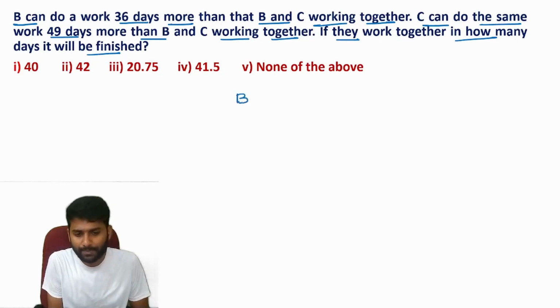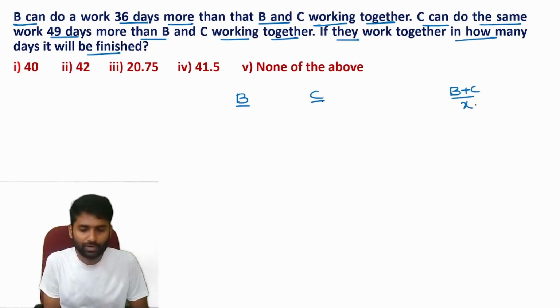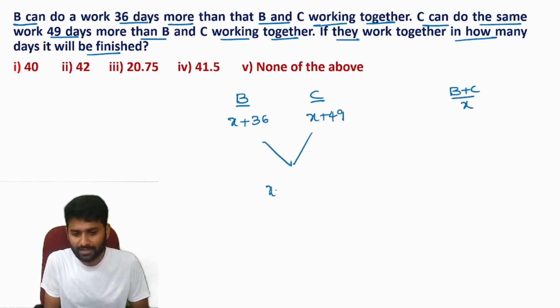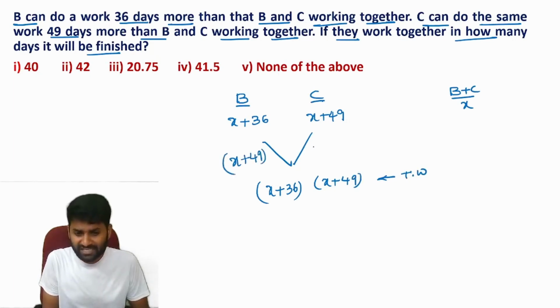Now guys, B, C. Let us take this information. B and C together will complete the work in x days. Now B takes x plus 36 days, C takes x plus 49 days. Now if you go through the LCM, then the total work is (x plus 36) into (x plus 49). This is all about total work. Here B's efficiency is x plus 49 and C's efficiency is x plus 36.